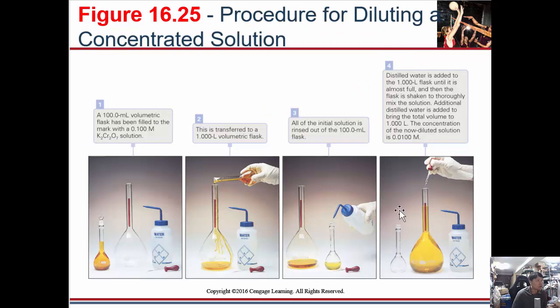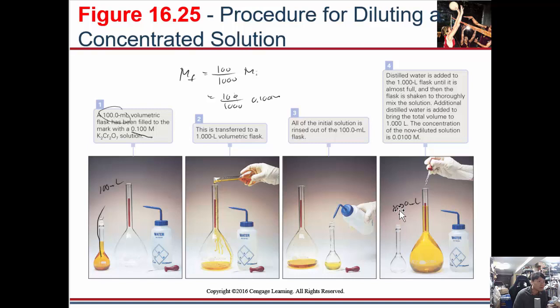Here we're doing a solution dilution. We're going to take 100 milliliters of 0.100 molar. And so this is the 100 milliliters of 0.1 molar. And then we're going to dilute it to 1,000 milliliters. And so the final concentration here is a 100 to 1,000 dilution of the initial. The initial molarity is 0.100 molar. So this is going to be a 100 to 1,000 dilution of 0.100 molar.